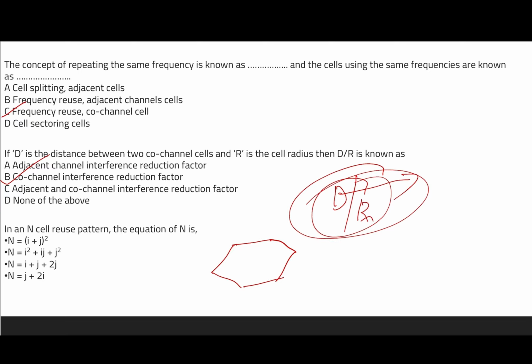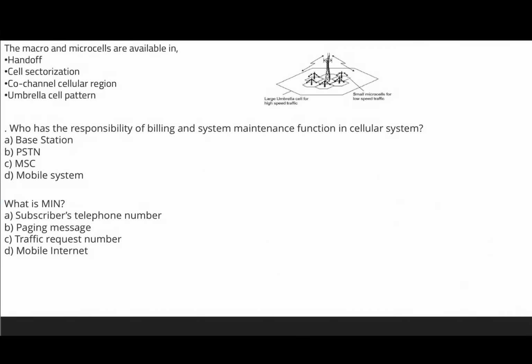Then this n gives the number of cells in the cell reuse pattern. That is given by n is equal to i square plus ij plus j square. This equation defines the cluster size in the hexagonal cellular layout. So this is the equation of n: n is equal to i square plus ij plus j square.